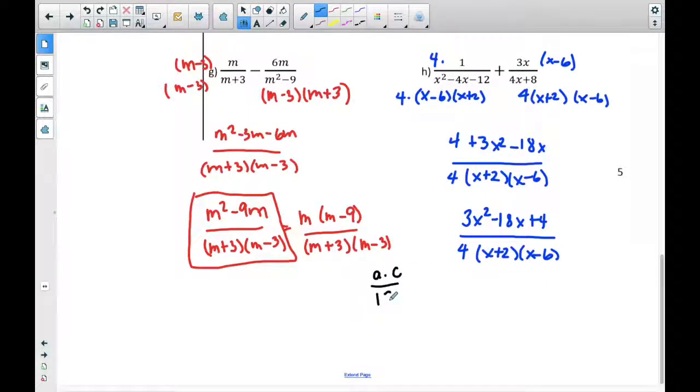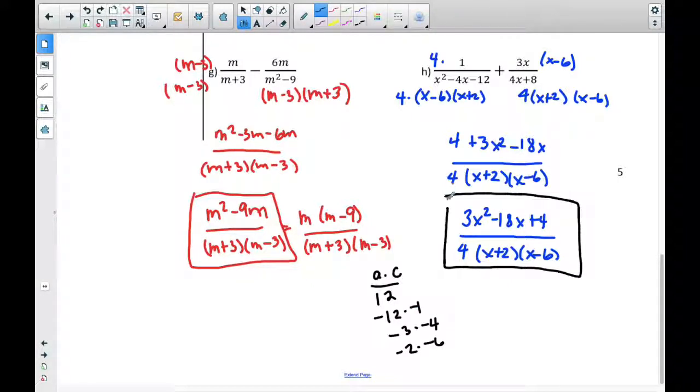My AC would be 12. Factors of 12 that add up to negative 18. I don't know, negative 12 and negative 1. Well, that's not big enough. That's as big as we can go. I don't know, negative 3 and negative 4. No, obviously not. Negative 2 and negative 6. No. So this is not going to factor, and so I can just leave it like that. I do not need to go any further.